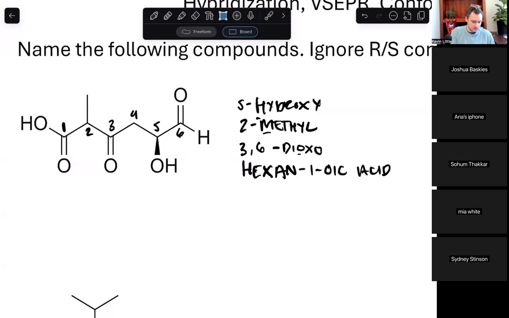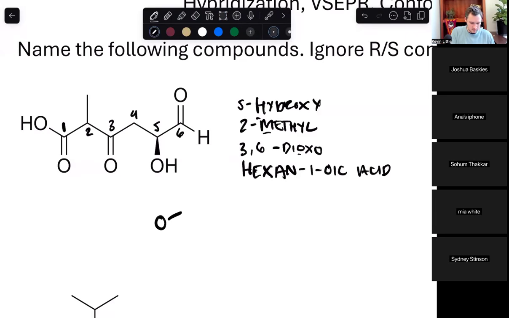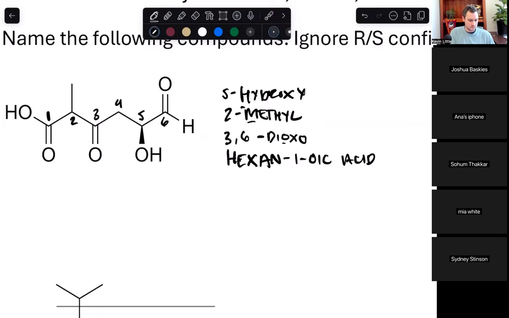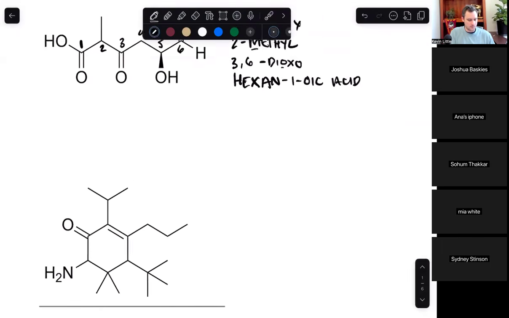All right, perfect. So methoxy looks like this. I was rushing through this, I think. So methoxy would be like that, an oxygen with a methyl off of it. We don't have any methoxys here, so that's a typo. Would we need to know what a methoxy is though? No.